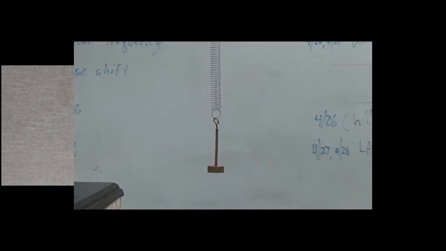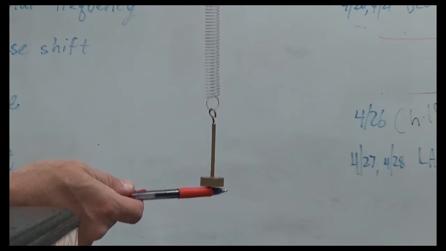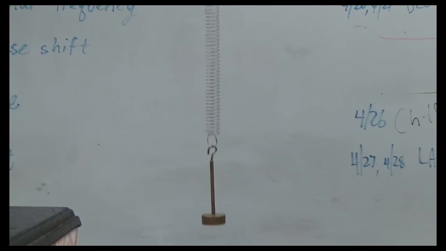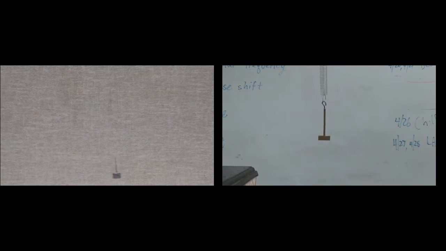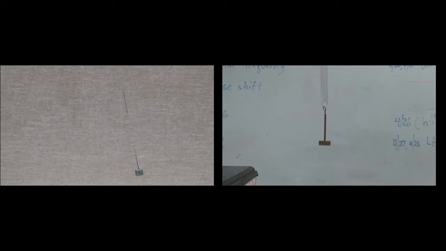Here are some examples of some objects that oscillate. A pendulum oscillates back and forth, and a spring can oscillate up and down. There is something special about these oscillations. When we plot their position as a function of time, we get a sinusoidal shape, and that is indicative of what's called simple harmonic motion.